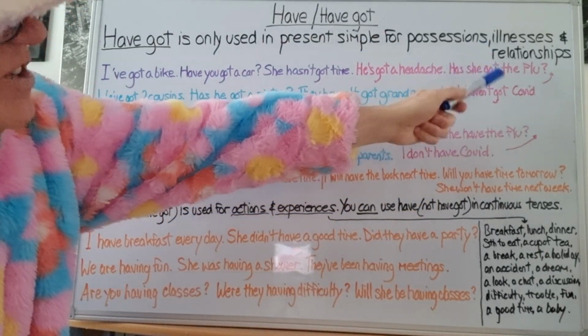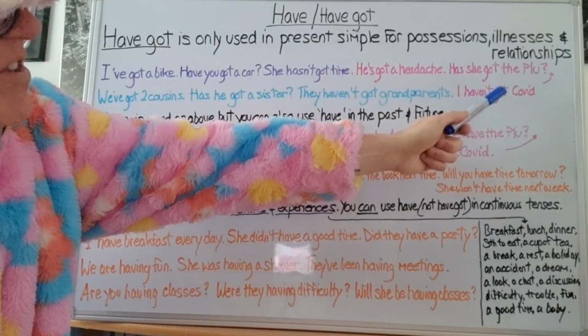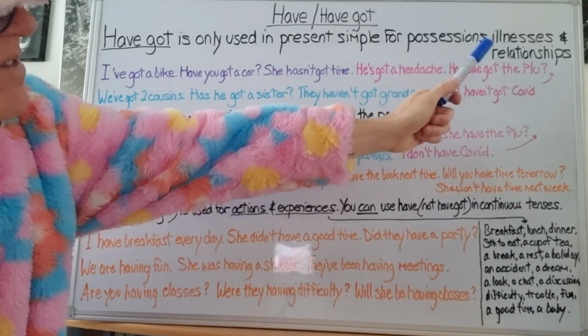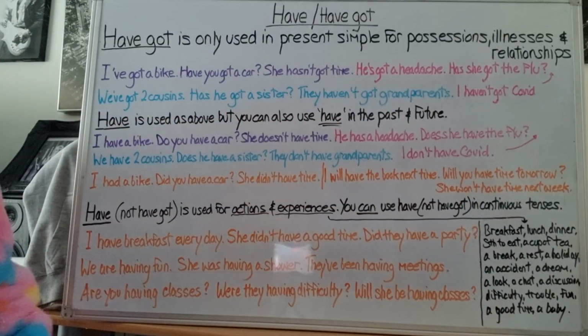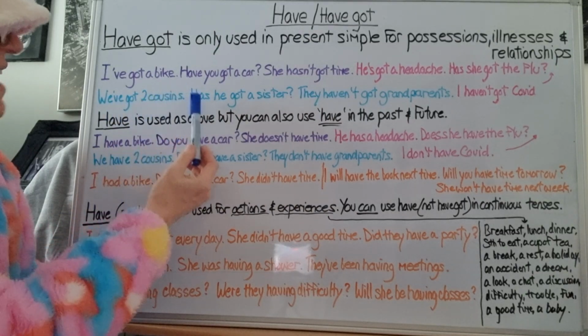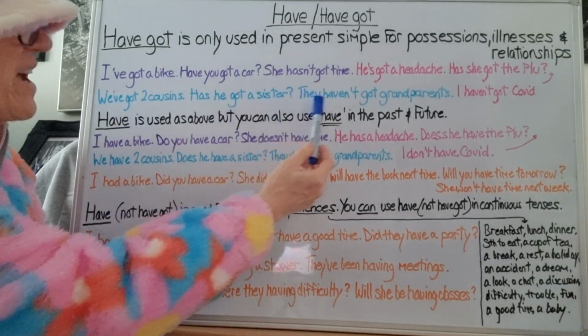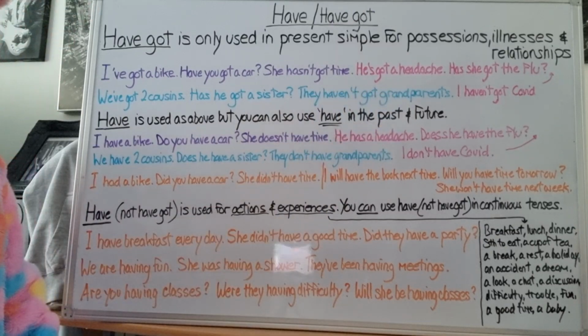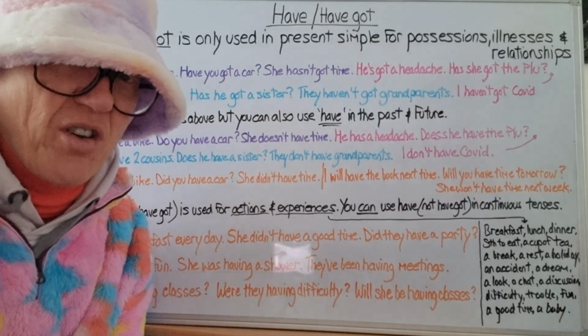Illnesses. He's got a headache. Has she got the flu? And I haven't got COVID. Okay, positive, question, negative. And finally, relationships. We've got two cousins. Has he got a sister? They haven't got grandparents. Right, that's it for have got.